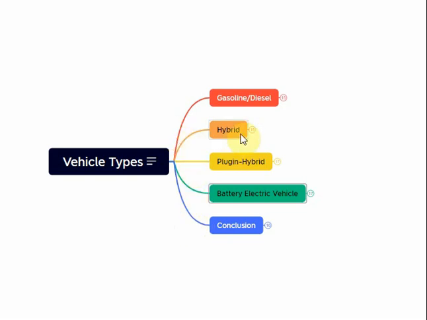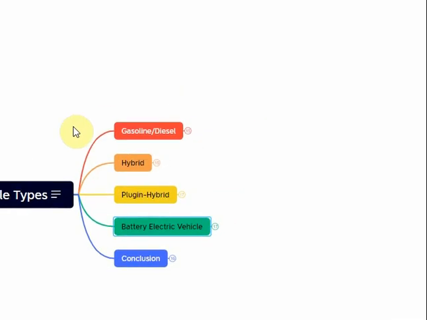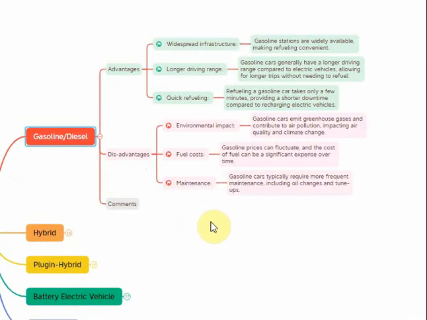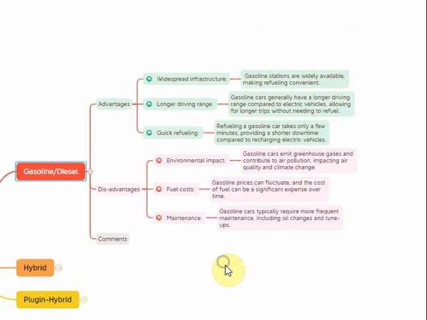So let's get started. We'll start with the most conventional type of vehicle, which is the gasoline or diesel type. The key advantages: the first one is widespread infrastructure. Gasoline stations are widely available, making refueling very convenient. And it has a longer driving range. Gasoline or diesel cars generally have a longer driving range compared to an electric vehicle.